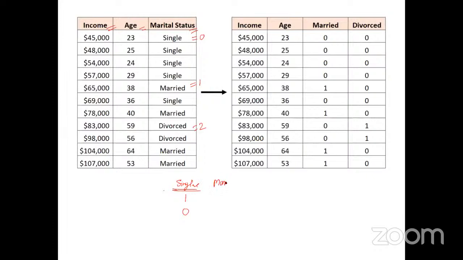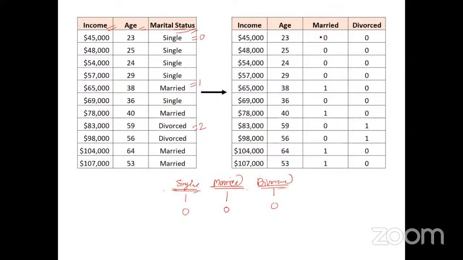Again, we have to make another variable, that is married. If not married, then 0. Then divorced: if divorced is there, then 1; if divorced is not there, then 0. So we have to split our marital status into three subgroups: single, married, and divorced. But when making the regression analysis, it considers out of these three only two groups.